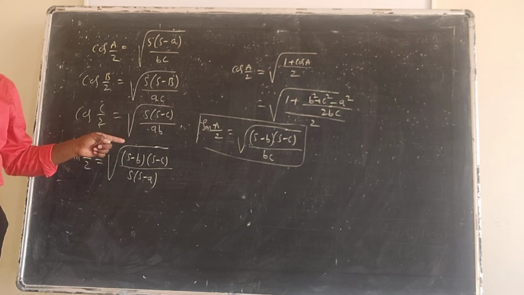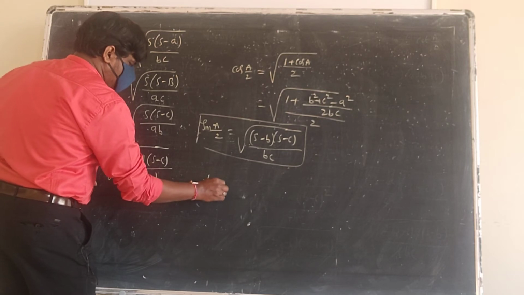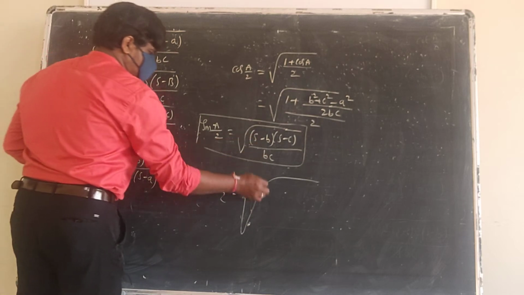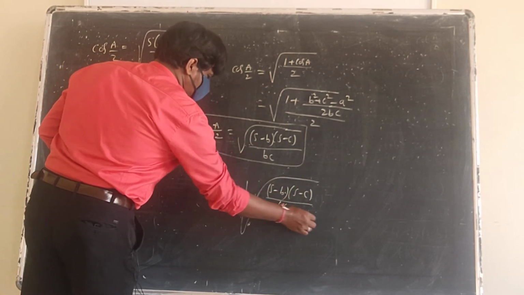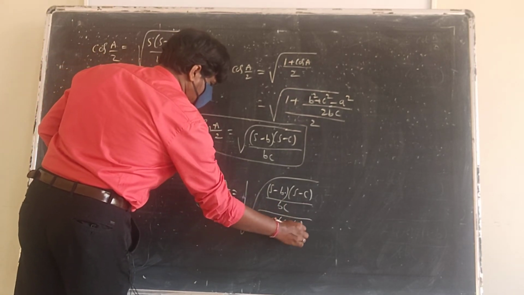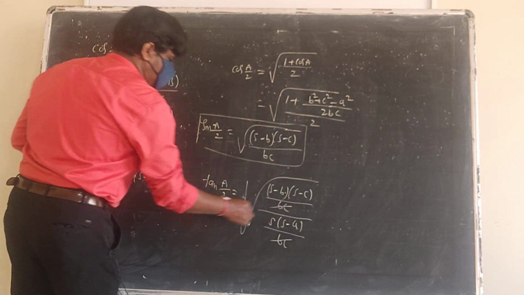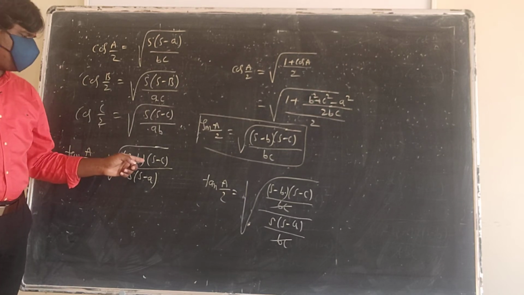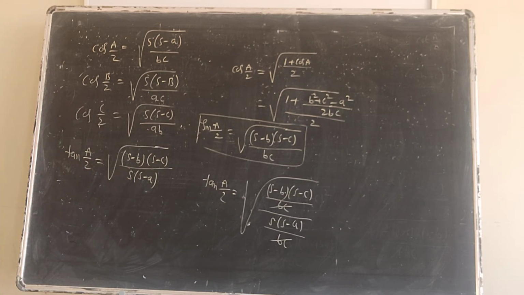Should I show it? Tan A by 2, how to write here? Tan A by 2 is equal to the square root of sin A by 2, which is S minus B into S minus C divided by BC, divided by cos A by 2, which is S into S minus A divided by BC. So BC will cancel out. So you got the answer: square root of S minus B into S minus C upon S into S minus A. This is the tan A by 2 half angle formula.